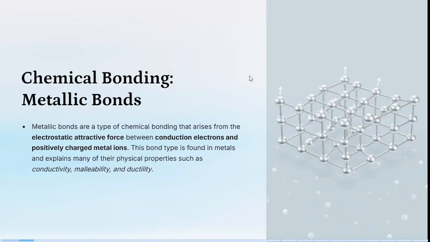Metallic bonds are a type of chemical bonding that arises from the electrostatic attractive force between conduction electrons and positively charged metal ions. This type of bond is found in metals, and it explains why their physical properties, such as conductivity, malleability and ductility, tend to be the way they are.